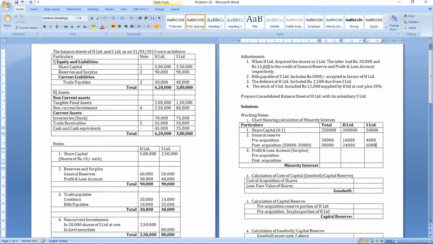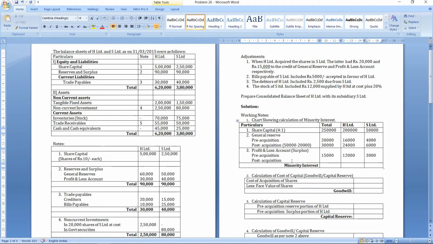Similarly, we have to take the pre-acquisition surplus or profit. The amount to the credit of the profit and loss account at acquisition was 15,000, so our pre-acquisition profit is 15,000. This has to be divided between the holding company and the remaining shareholders. 15,000 into 4 divided by 5 is 12,000, and for the remaining shareholders, 15,000 into 1 divided by 5 is 3,000.